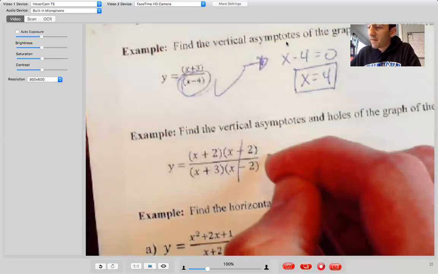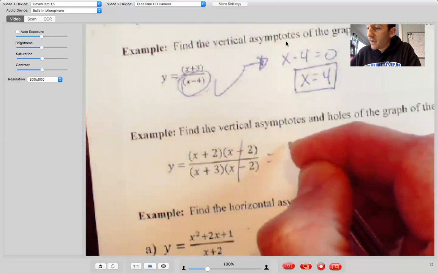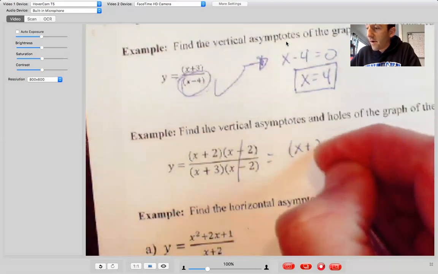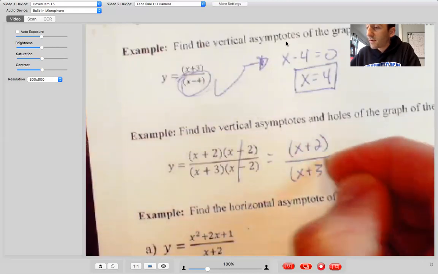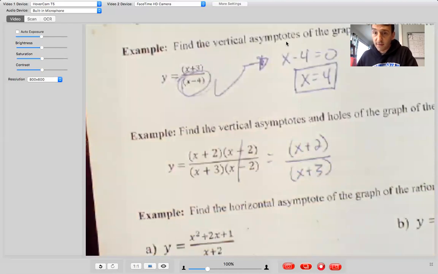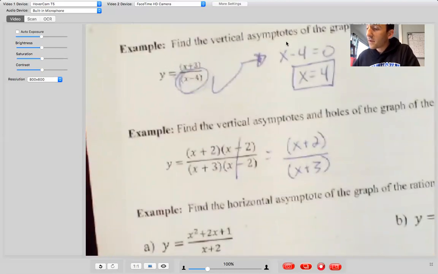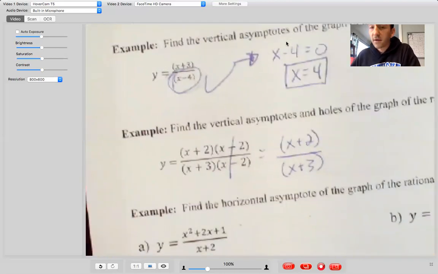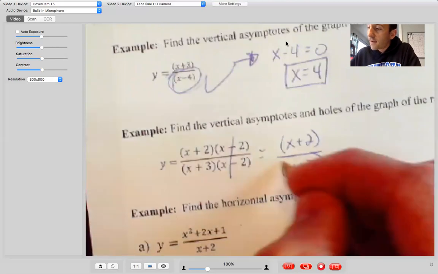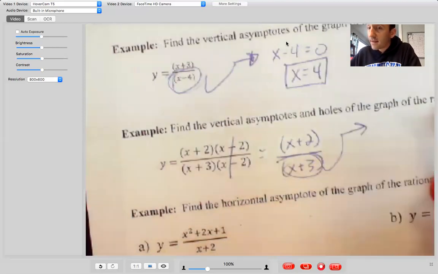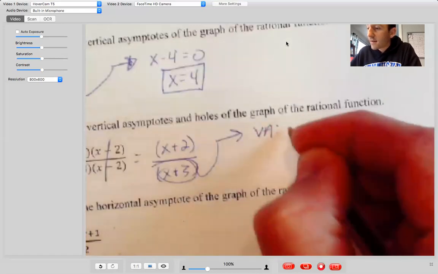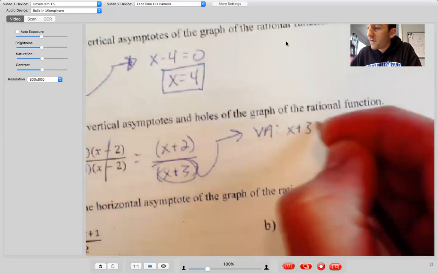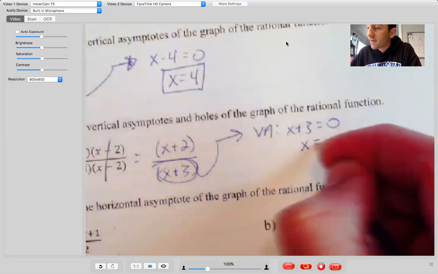So really the simplified version of this function is (x plus 2) over (x plus 3). And if you just have one factor, you don't technically need the parentheses, but I'll use them anyways. So let's first focus on what we know, the vertical asymptote. I'm going to say this is to find the VA for vertical asymptote. We're going to set x plus 3 equal to 0 to get our vertical asymptote, x equals negative 3.